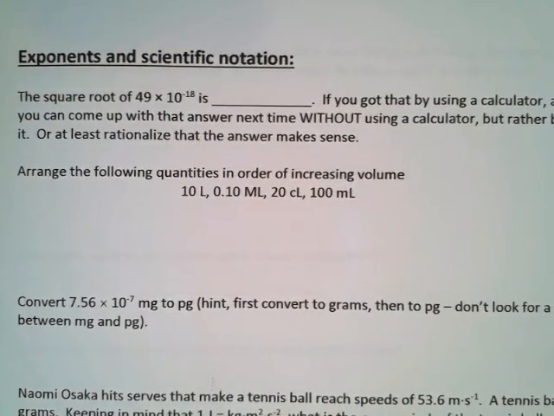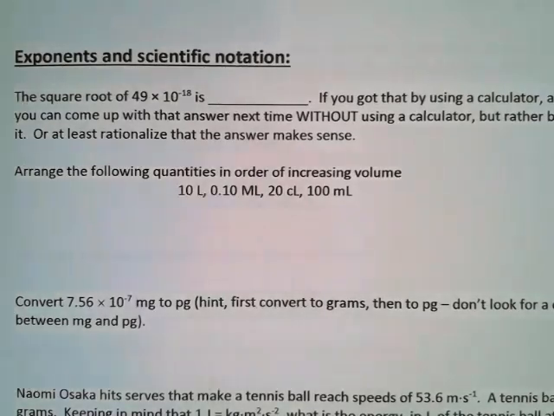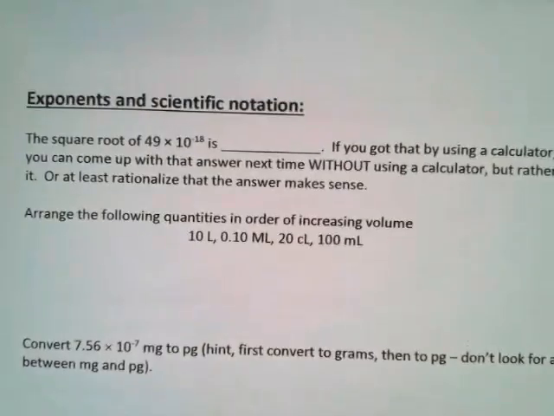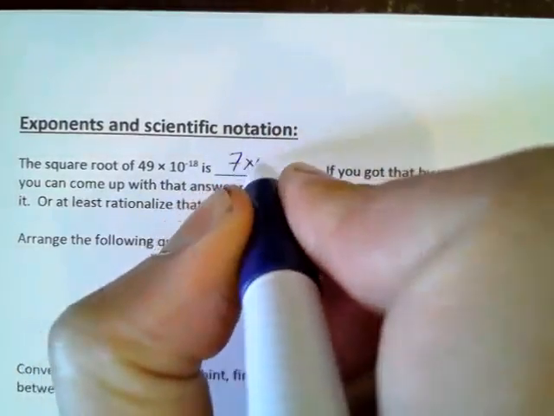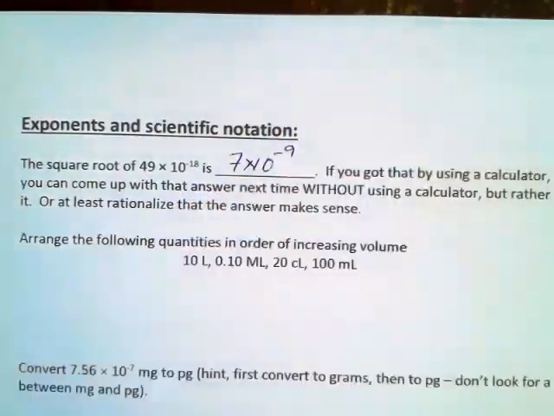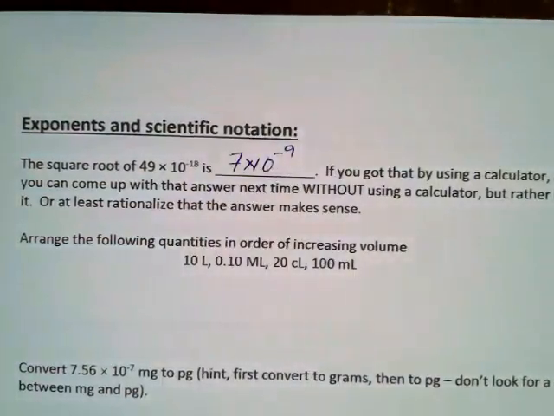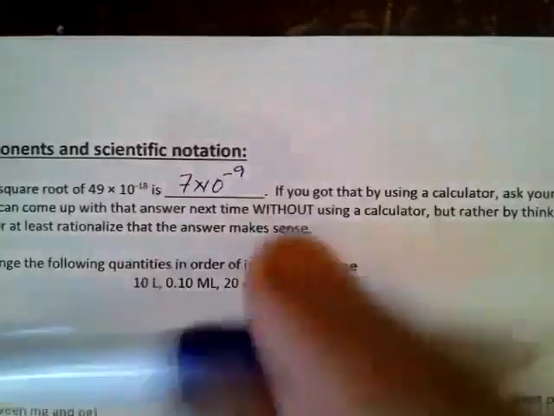In this one, we are going to be going through the answers to the problems relating to scientific notation and exponents. Very quickly, the first one, the square root of 49 times 10 to the minus 18. If you do this on your calculator, you will get 7 times 10 to the minus 9. But I want to convince you that there might be another way to look at this.